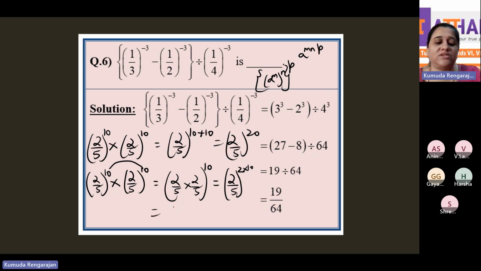See, even if you write this as 4 by 25 to the power 10, when you find the value of this and the value of this, they'll be the same. They may look different, 4 by 25 to the power 10 and 2 by 5 to the power 20 look different, but when you calculate the value, it's going to be the same.